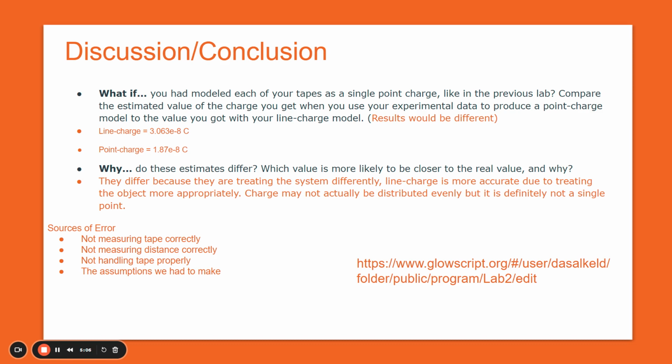So potential sources of error: not measuring the tape correctly, not measuring the distance correctly, not handling the tape correctly, and just the assumptions we have to make. We have to assume it's evenly distributed, but it could really be not, and it could not have the same magnitude. And again, like I said, the results would be different and our line charge would be more accurate, maybe slightly bigger or slightly smaller.